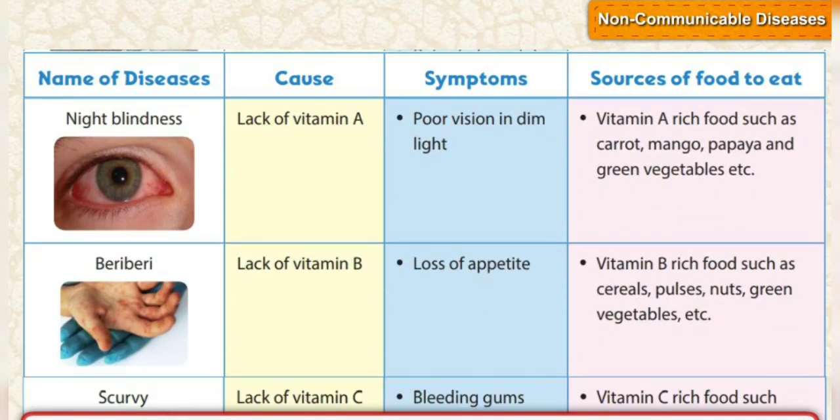Night blindness: lack of vitamin A, poor vision in dim light. Vitamin A rich food such as carrot, mango, papaya and green vegetables, etc. Beriberi: lack of vitamin B, loss of appetite. Vitamin B rich food such as cereals, pulses, nuts, green vegetables, etc.